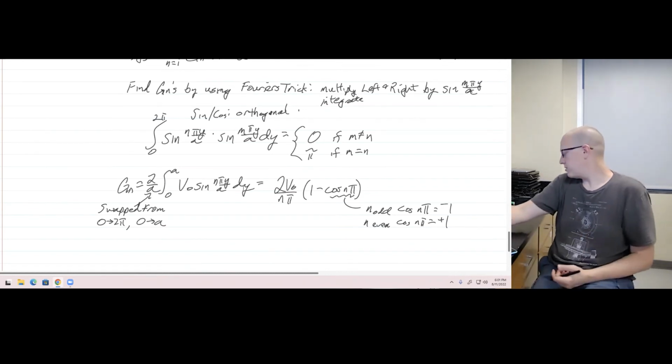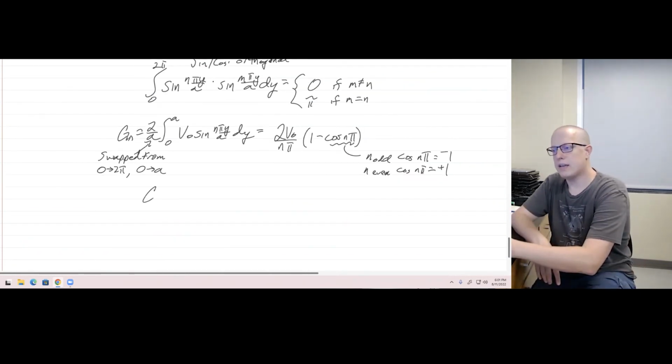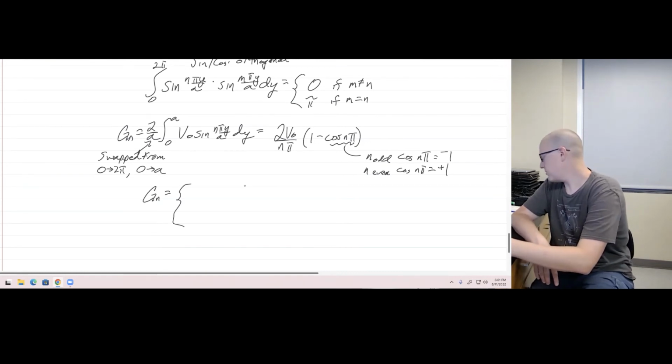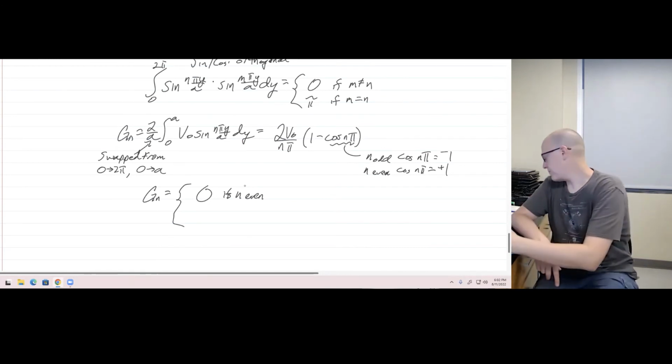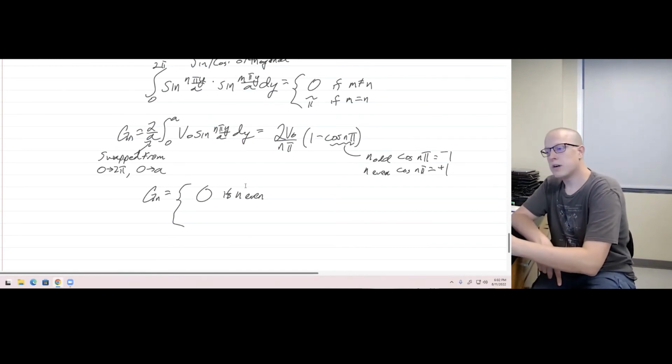And so what that means is my gn is equal to, in two different setups, 0 if n is even, because I get 1 minus 1. And it's equal to 4 v0 over n pi if n is odd.